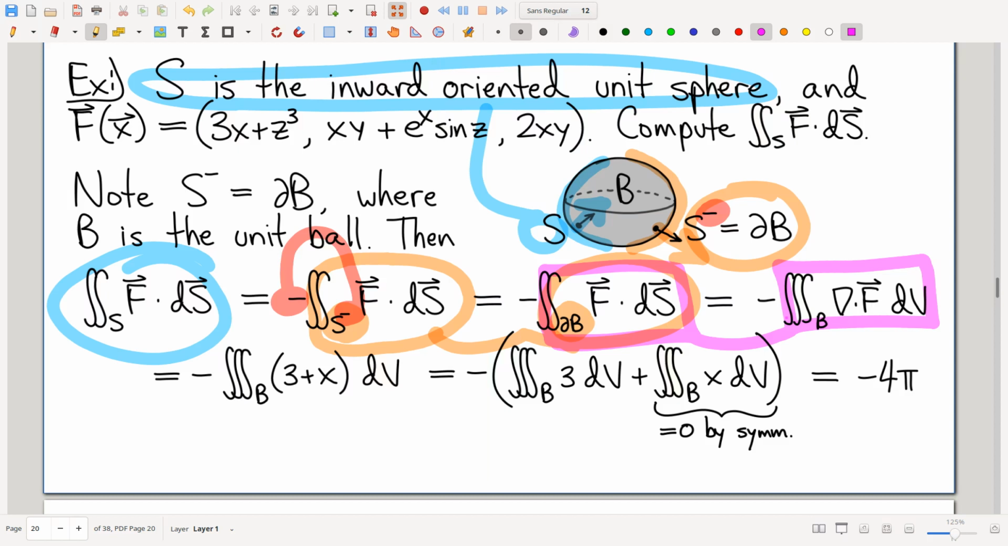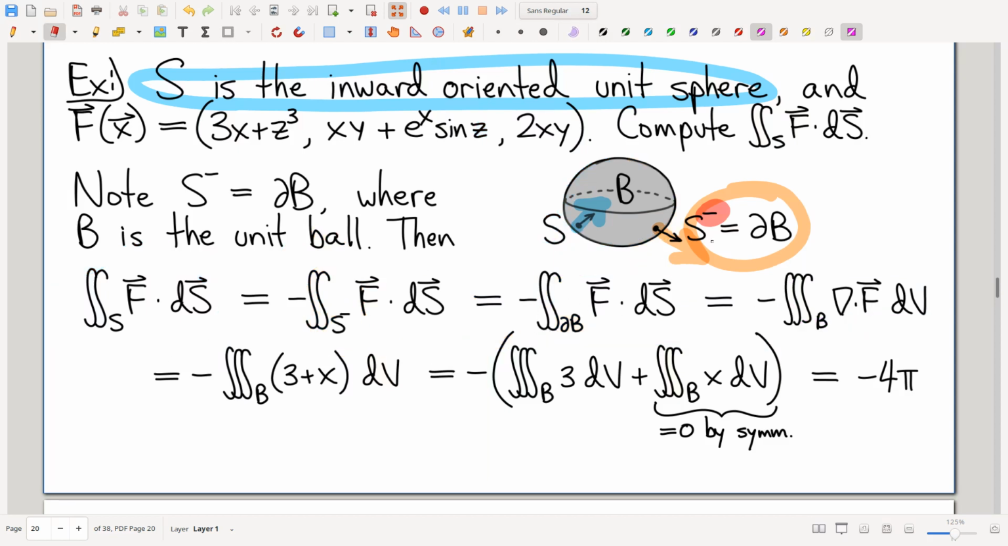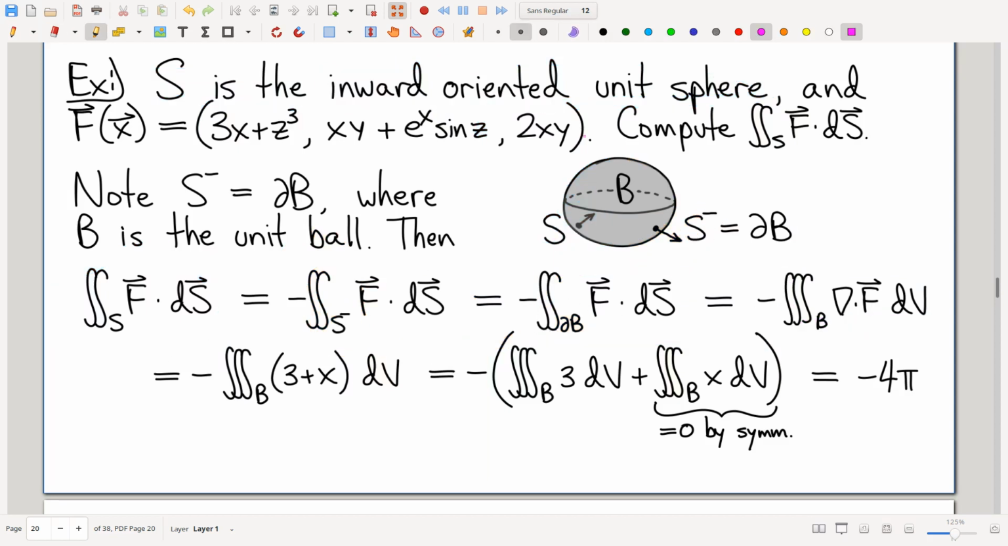Okay, now there is one cool little trick that I think we need to talk about just to make sure. You compute the divergence, no problem. Divergence is 3 plus x. Make sure you can do that. Make sure you see where this 3 plus x comes from. Here's our vector field formula, x partial of this, y partial of that, z partial of that. So 3 plus x. And now how are we going to compute this integral?